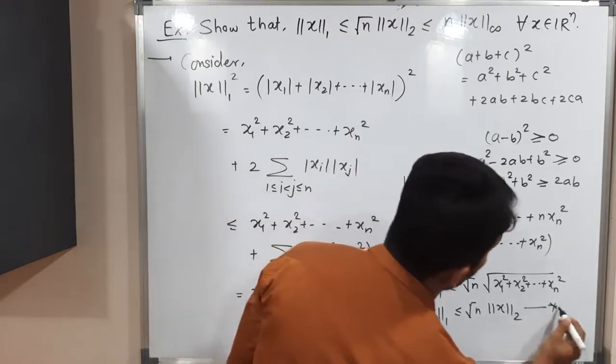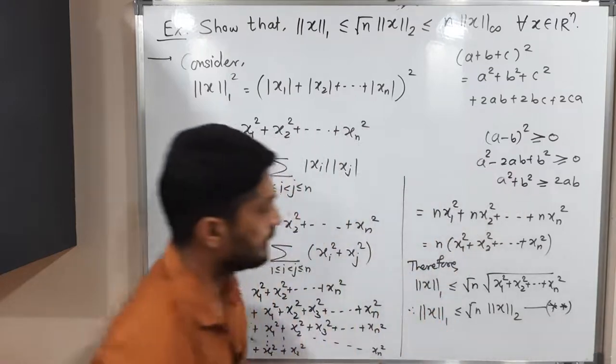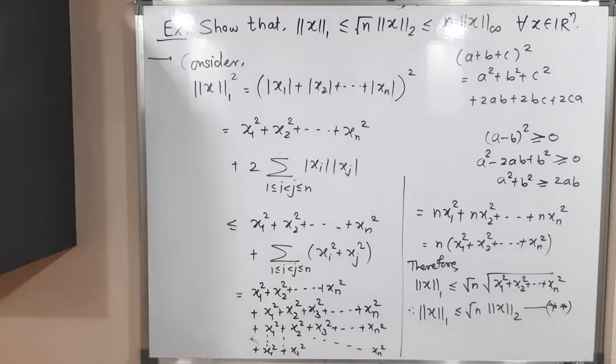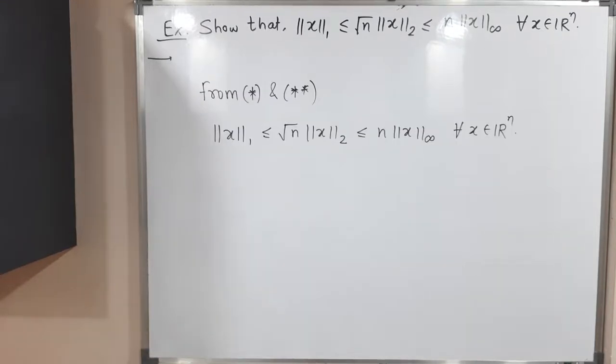So this is star, double star, sorry, I should say double star. See, yes, same thing we proved, getting? So let us combine star and double star, and we'll have the required inequality. So we wrote the conclusion here. Okay, so this is our conclusion from star and double star.